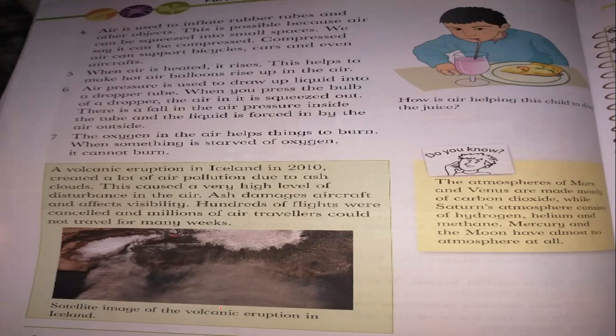There is also, do you know, the atmosphere of Mars and Venus are made mostly of carbon dioxide, while Saturn's atmosphere consists of hydrogen, helium, and methane. Mercury and the Moon have almost no atmosphere at all.